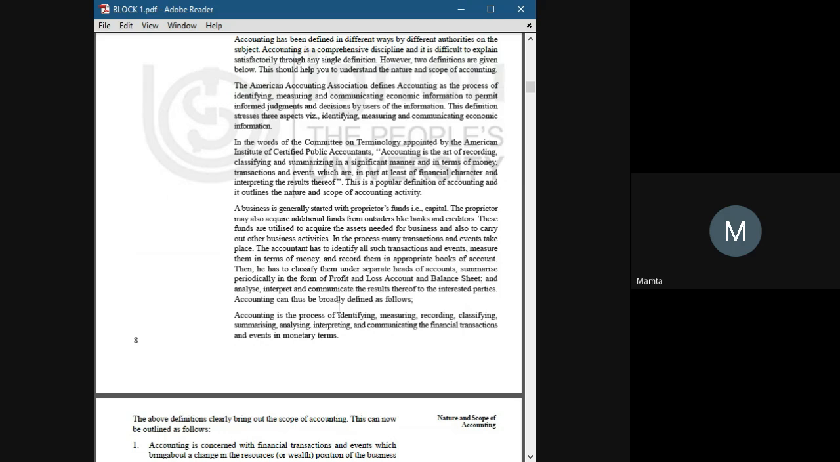So, in accounting, what do we do? First of all, we identify. If you see this line, accounting is a process of identifying, measuring, recording, classifying, summarizing, analyzing, interpreting, and communicating the financial transactions and events in monetary terms. Every data in our firm which has a monetary value, we will record in our accounting.